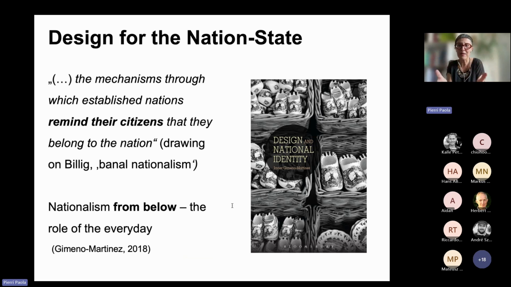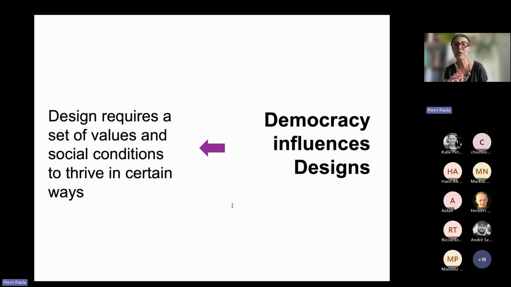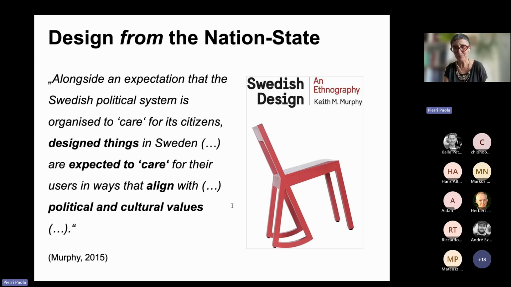If we understand nationalism as something that comes from the bottom up, as what Professor Billig has called banal nationalism, something that we learn from below, from the everyday, then design has a role to play in designing these political fictions, we could call them, as I was calling them before, that will allow citizens to feel that they belong to a certain nation. But how modes of democracy and qualities of democracy influence the role of design, I think this is less studied, it is under-researched. And I'm bringing back again another piece of work from the Scandinavian context, which is this book on Swedish design from Keith Murphy, which explores exactly that question, I think.